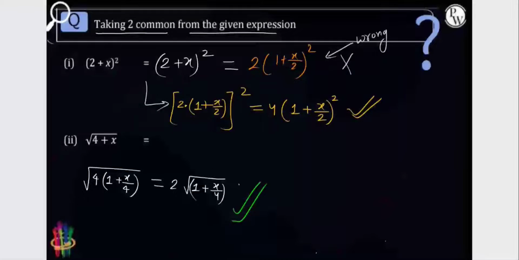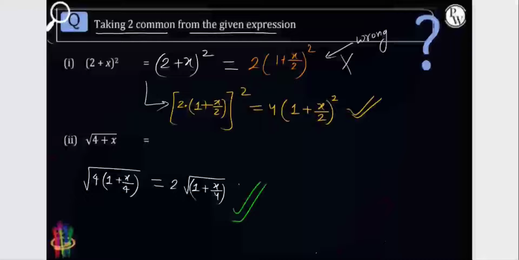In the same way, here we need to take common 2. So how will we do that? 2 plus x square. It means what? If you want to take out 2 as a common, then we need to divide x by 2, and 2 is taken out as a common, and the square is added inside the whole.